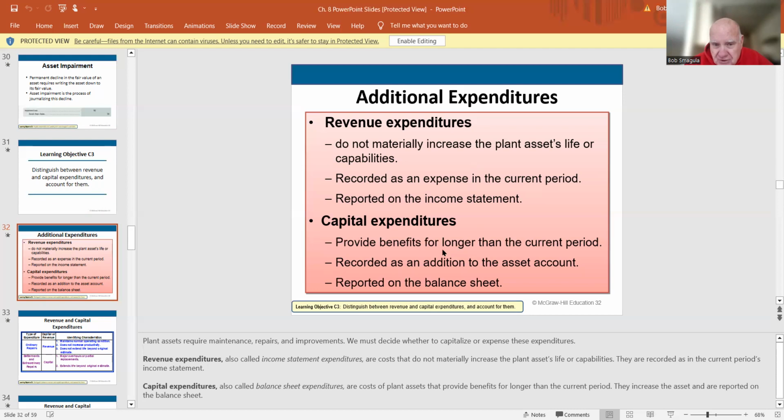Capital expenditures provide benefits for longer than the current period, and it's an addition to the balance sheet, an asset account on the balance sheet. So if it's just a normal repair, that was what the book is calling a revenue expenditure. If it's something else more complicated and expensive, probably a capital expenditure.